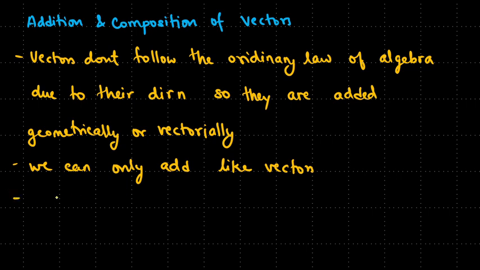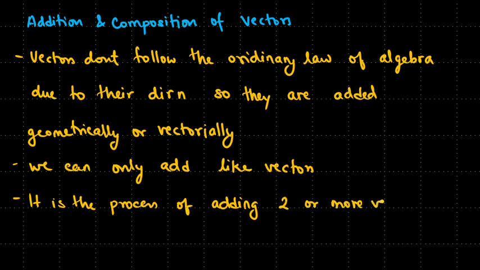And finally, let's talk about the definition of this term. So this term is the process of adding two or more vectors into a single vector which is actually known as a resultant.